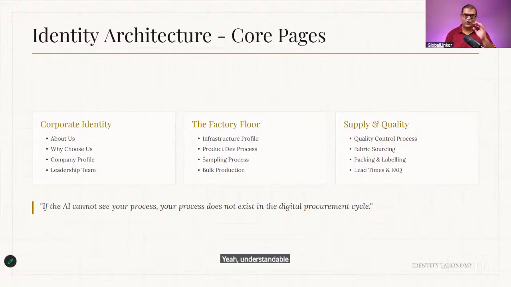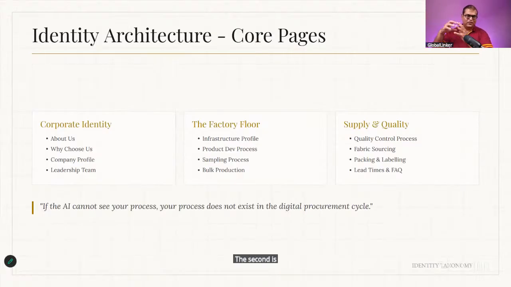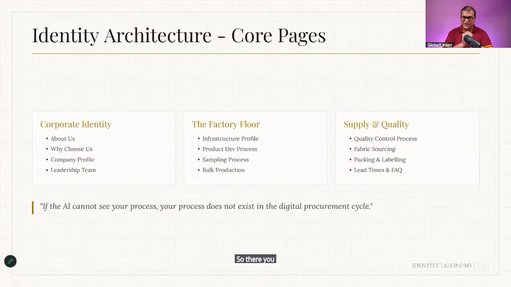Now, if we have to make Arvind's business AI understandable, the first challenge is understandability: AI can understand your business. The second is recommendability. Firstly, you have to be on level one, and you can't jump to level two from level zero. You have to go to level one first, and then level two. So, to help AI understand your business properly, what do you need? There you have different pieces of information.